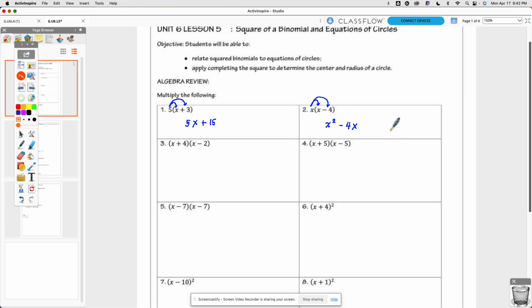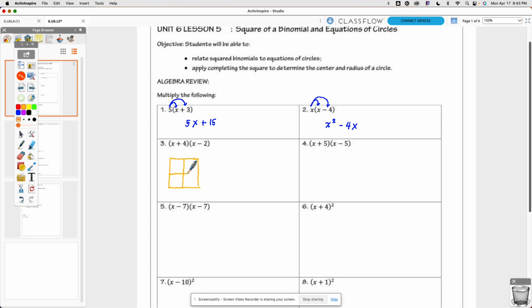Now, let's take a look at number 3. So for number 3, we now are multiplying a binomial by another binomial. So x plus 4 multiplied by x plus 2. For this one, let's use the box method. I don't know if you remember the box method or if you have tried using this to multiply polynomials, but this is how the box method works.